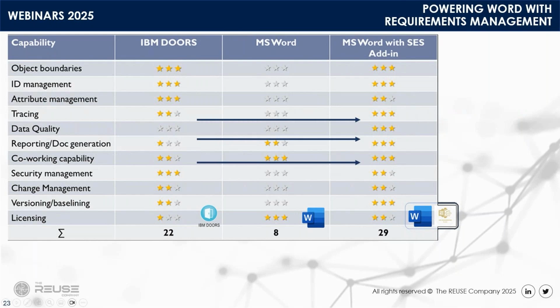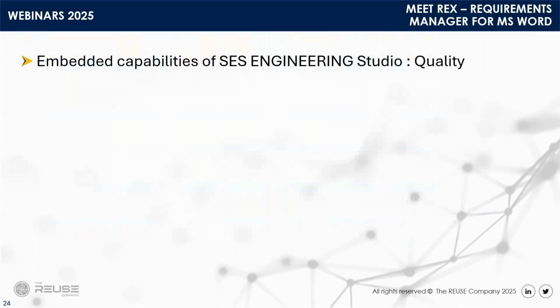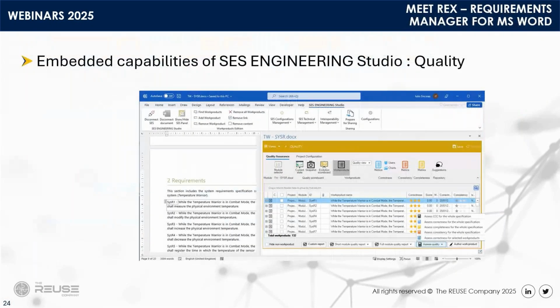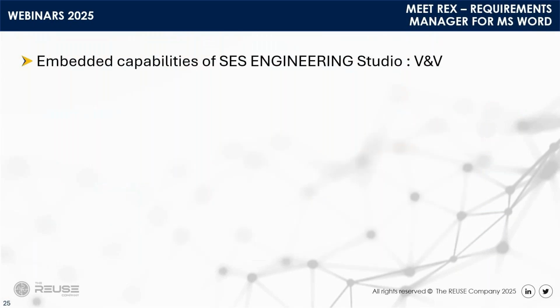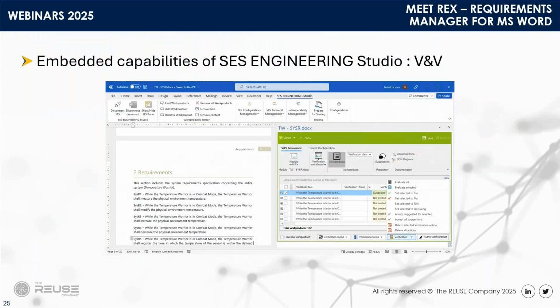And you have the co-working collaboration capability that is permitted also within Word, which, as being the tool it is, provides better capabilities than a standard requirements management tool. And if we look at some embedded capabilities of SES Engineering Studio, I mentioned the quality before. So again, if you want to get more details about how this works, I invite you to check the webinar series. We can have also V&V implemented.